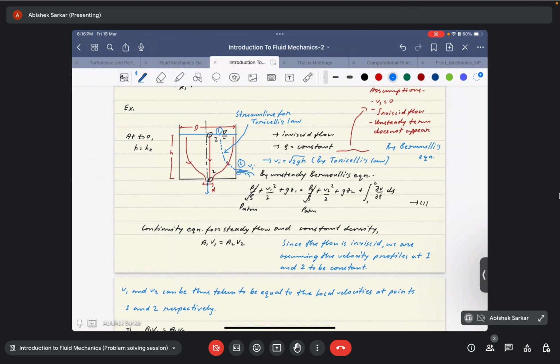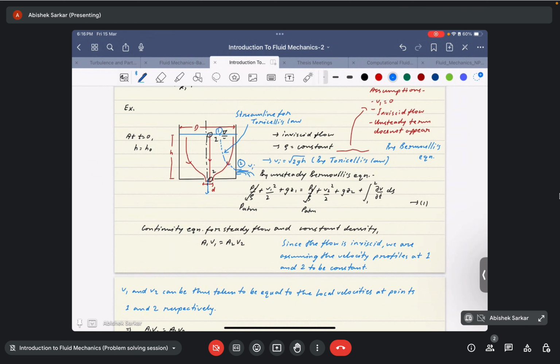Okay, so welcome back to week 8 of the introduction to fluid mechanics course, and this is the problem solving session for the course. And in this week's problem solving session, we will be again dealing with the applications of Bernoulli's equation.